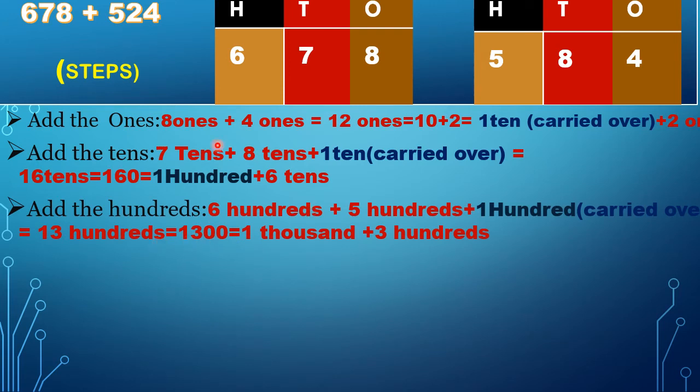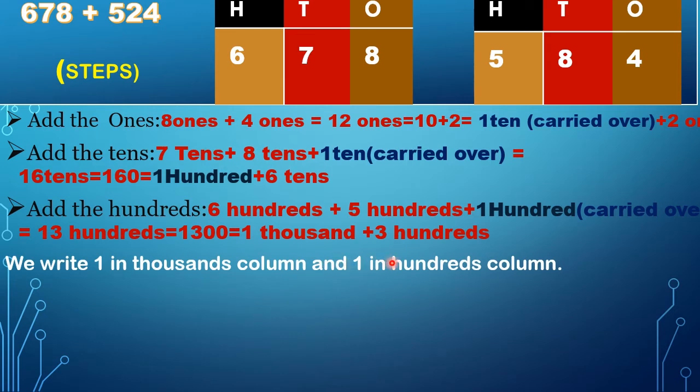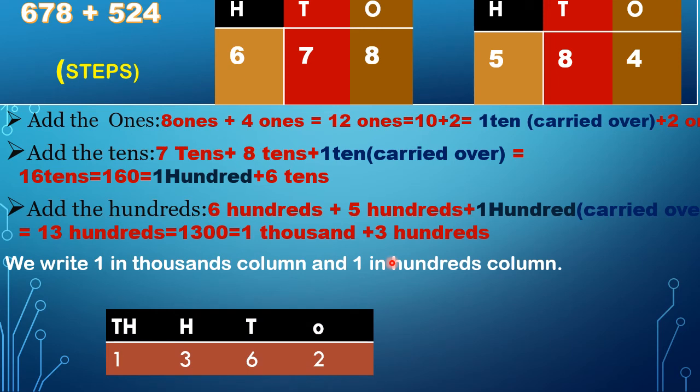Now while you are adding the hundreds place numbers, that is 6 and 5, you will include this carried over 100 also, and that will give you 1300. 1300 means 1000 plus 300. So you will write this 1 in the thousands column and 3 in the hundreds column. Did you get this? So now your answer would be 1362.